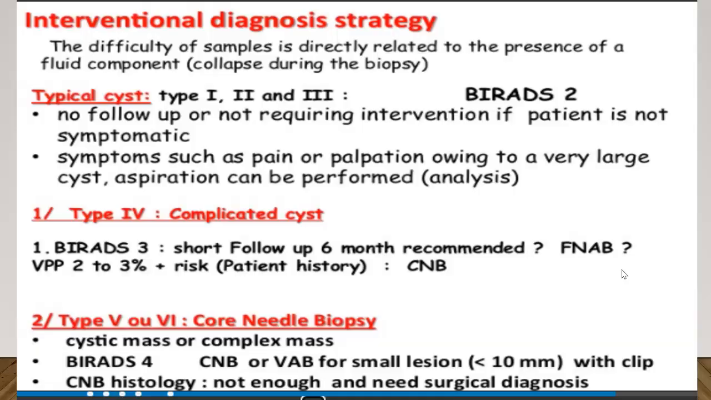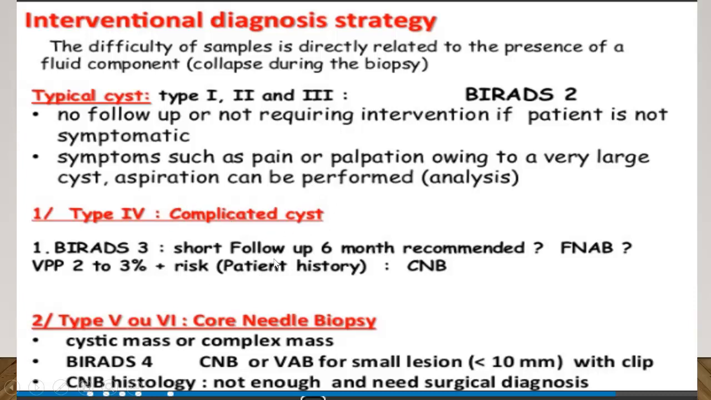For interventional diagnosis strategy, if we have typical cyst, type 1, 2, or 3, then it is PI-RADS 2 and there is no follow-up requirement, or you may require follow-up just to take care that new masses will not develop. Symptoms such as pain, palpation owing to very large cyst, we can do aspiration if she has pain from this cystic lesion. Or she can take treatment.